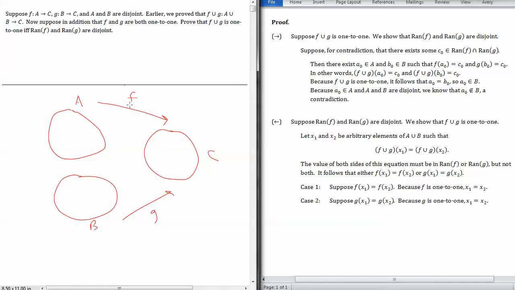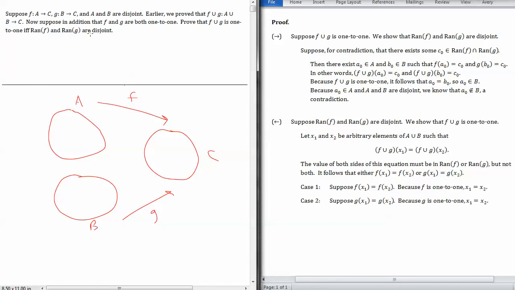Now suppose in addition that these two functions f and g are both one-to-one. Prove that f union g is one-to-one if and only if the range of f and the range of g are disjoint. Okay, that's a mouthful. Well, it's an if and only if statement, so there are two directions, right? So first of all, we could suppose that f union g is one-to-one and prove that the ranges are disjoint. That direction would go by contradiction.